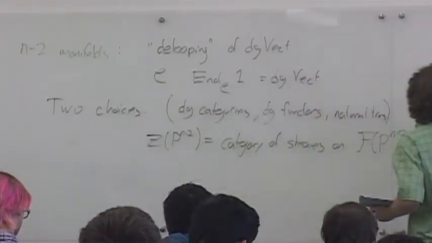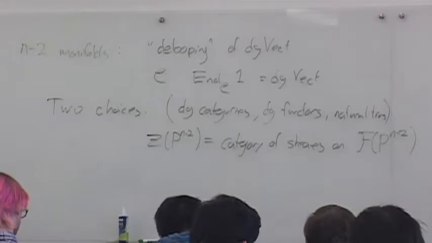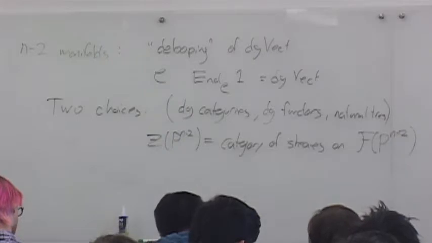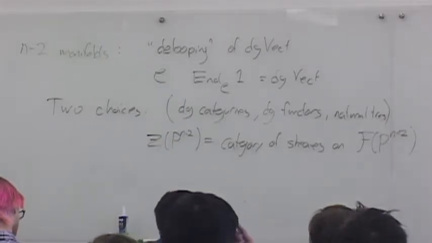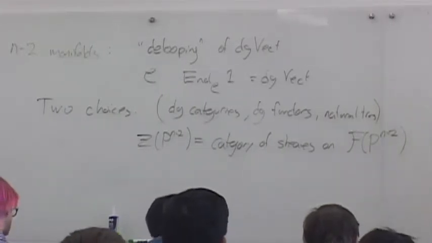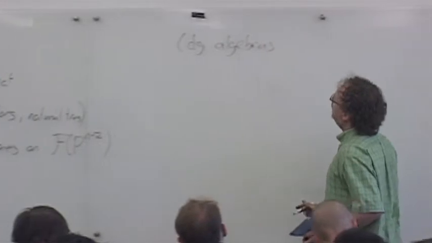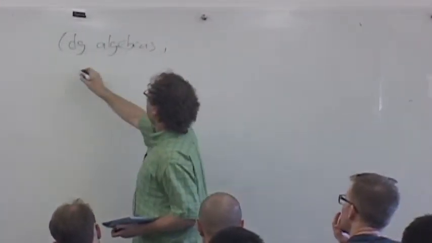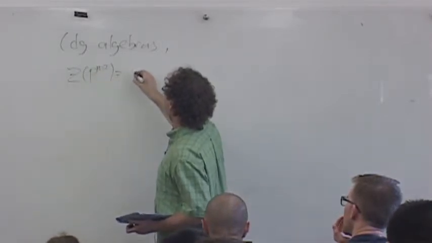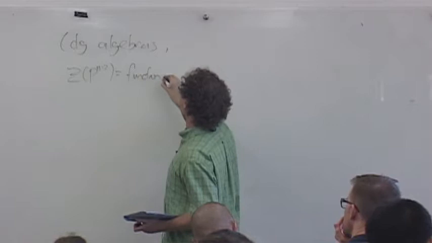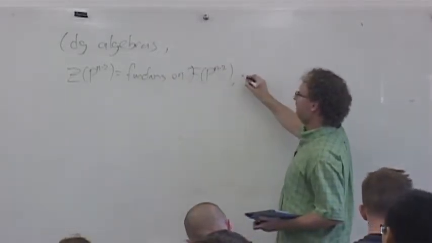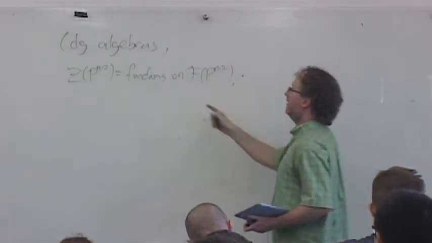There's a more concrete choice. If you don't like categories, a category is kind of a multicolored version of an algebra. So if you don't like categories, you can replace these with algebras. So you can think of another category, which is differential graded algebras. And here, again, I'm going to think about my algebra. If I think in this picture, I'll think of Z of Pn-2 would be some ring of functions on the space of fields on fields of Pn-2. But now I'm keeping track of them as a ring with multiplication.